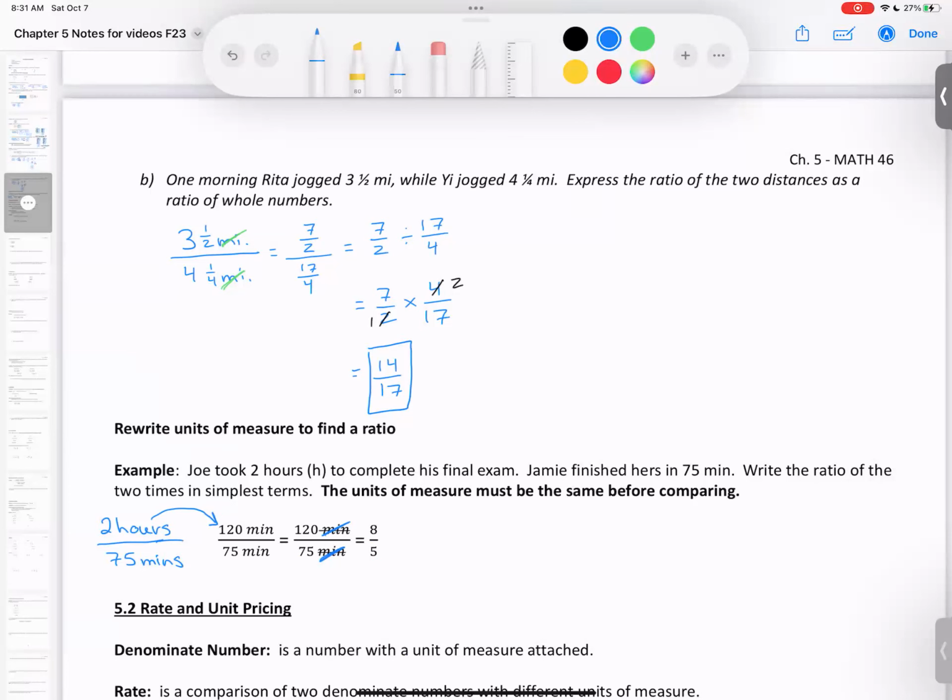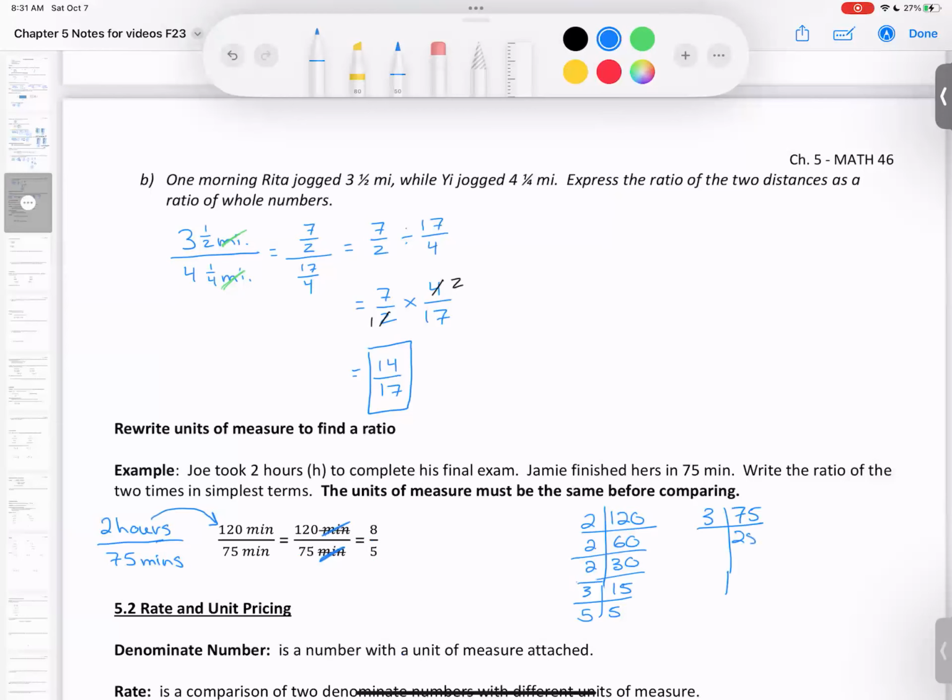Once we cancel those units here, we have 120 over 75. And then I would have to figure out the GCF for those two, because I don't see right away what the GCF is there. So let's do that. Oops, 3 and 5. Okay, so there's my prime factorization for 120.